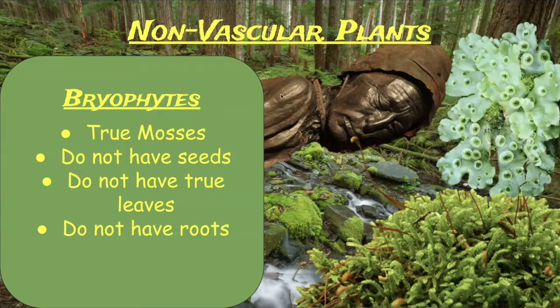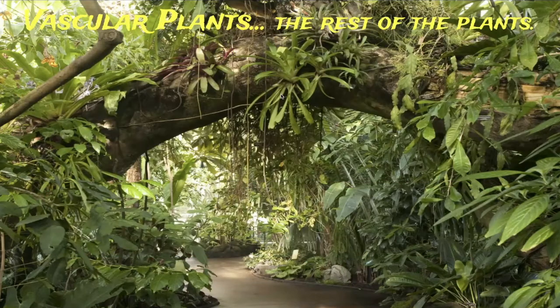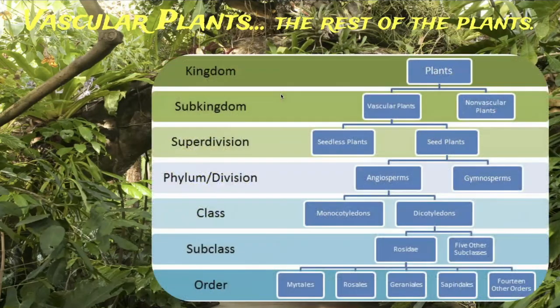Now we're going to be moving on to everything else in the plant kingdom, which are the vascular plants. And so again, as you can see, our vascular plants make up the vast majority of what we're going to be talking about today. And you can already see that now that we're talking about vascular plants, we have that next division within our plant kingdom, which is the super division of seedless plants and seed plants.